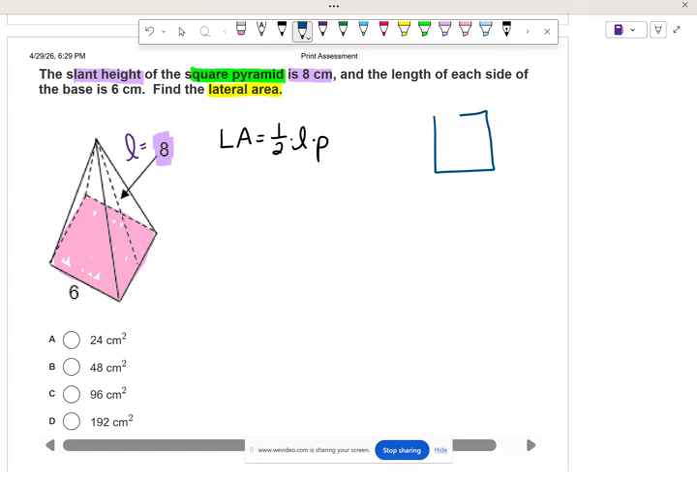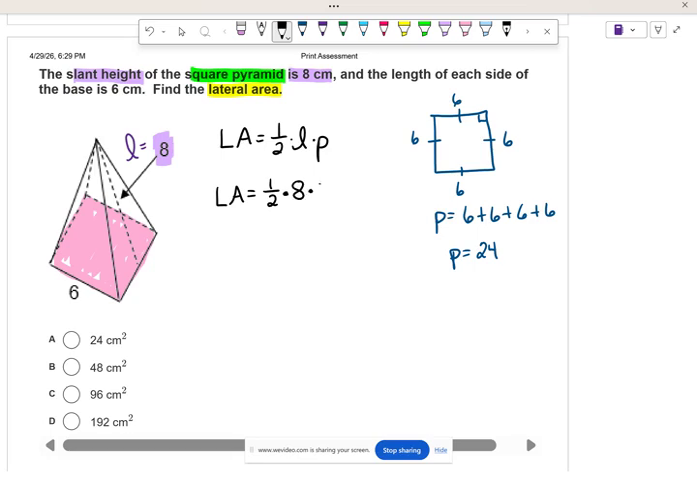So let's come draw it over here. The perimeter of this square would be 6 plus 6 plus 6 plus 6, or 6 times 4. That would be 24. Let's come back and fill all of these values in. Lateral area equals 1/2 times 8 times 24. And if we type that in Desmos, we get 96.